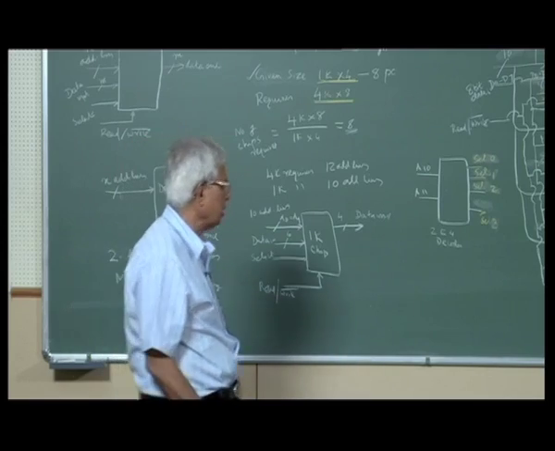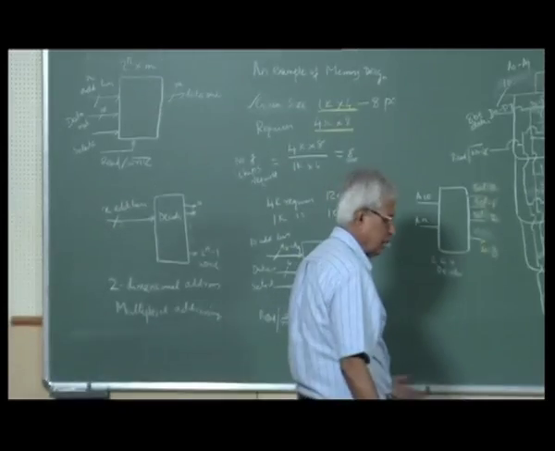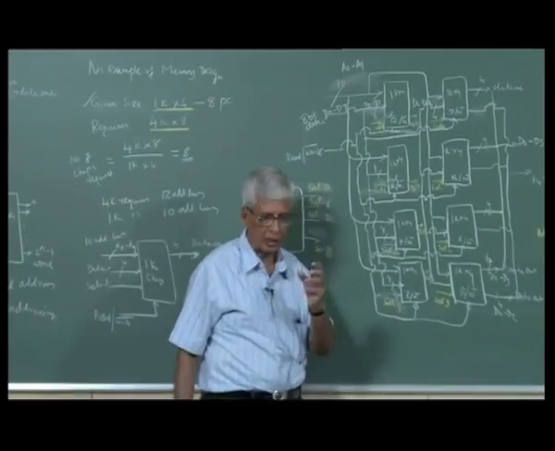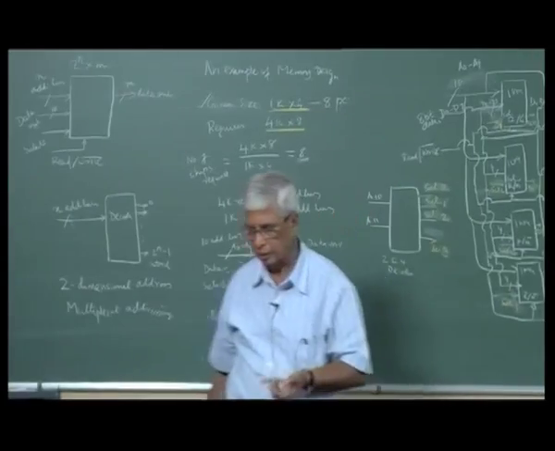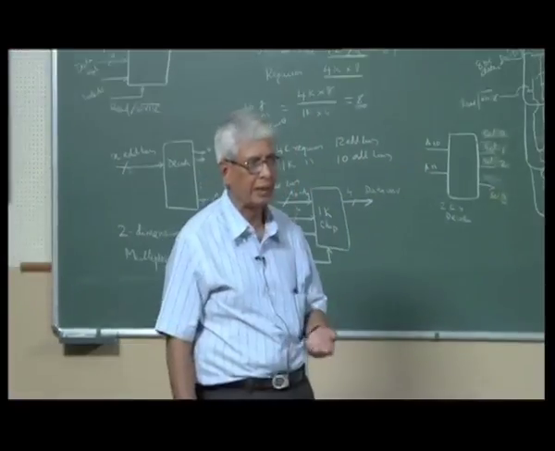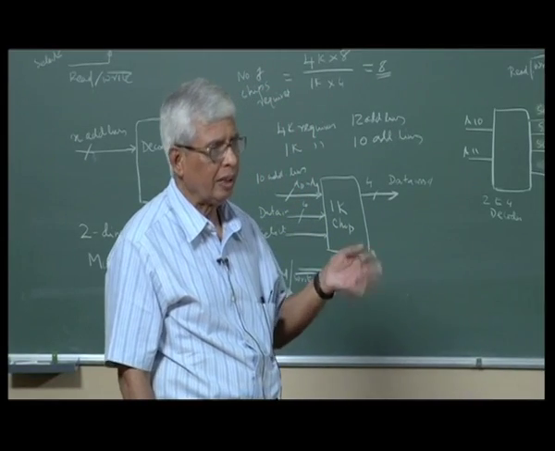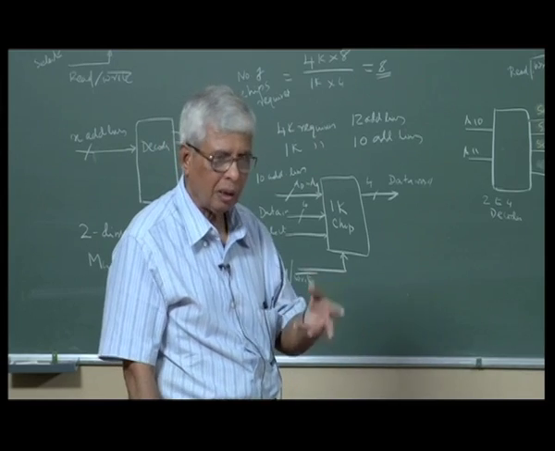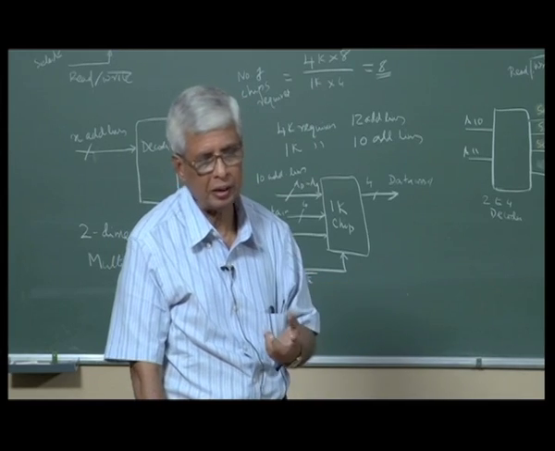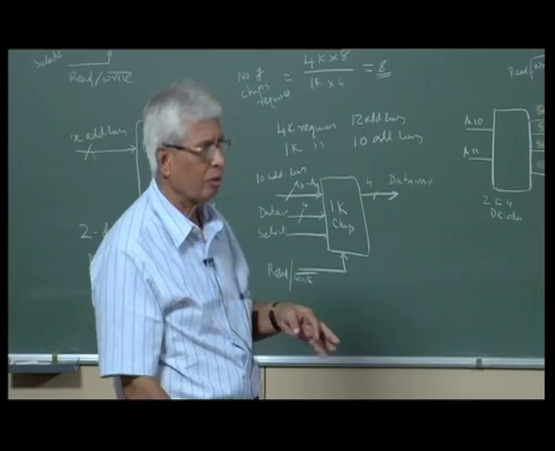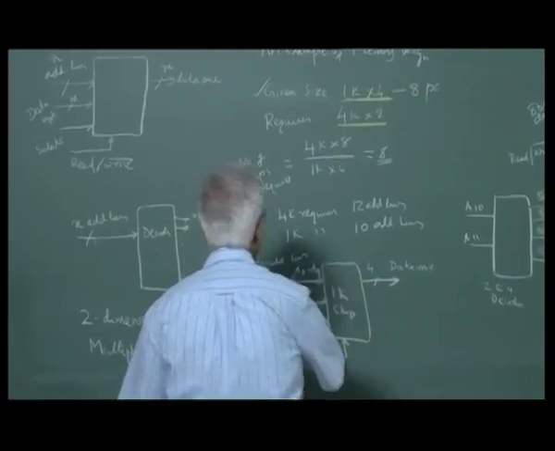So, what we do is, suppose 64K is given to you, you may not have a single 64K chip, you are given 16K chips. 4 of them you need. Again, if you are given 8-bit chips, and you want 16-bit words, you need 2 for each of these. So, the number of chips required has to be calculated using this formula.